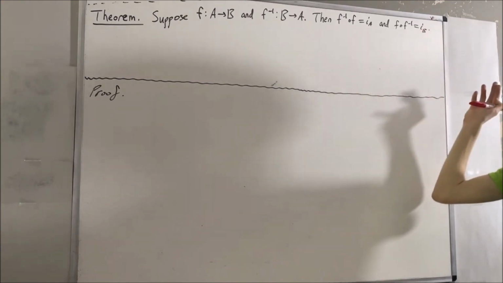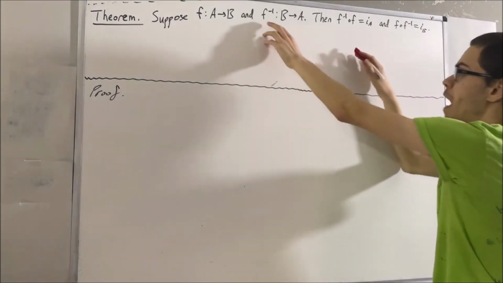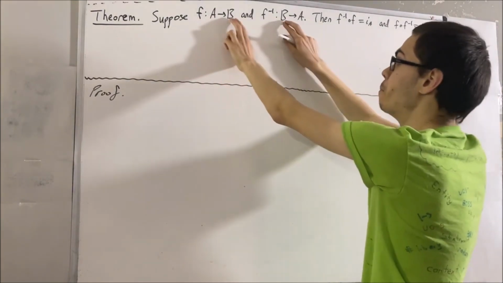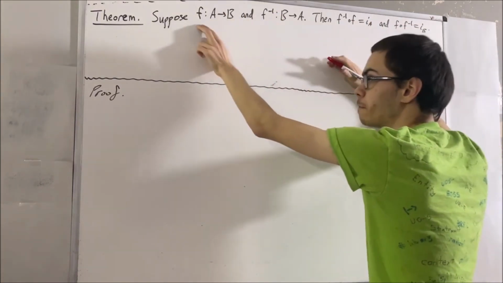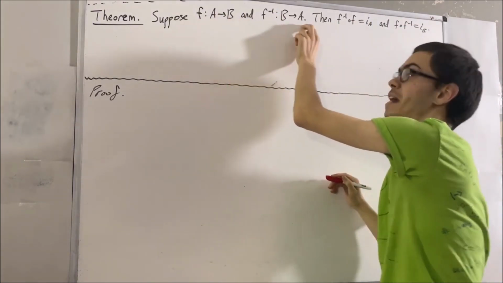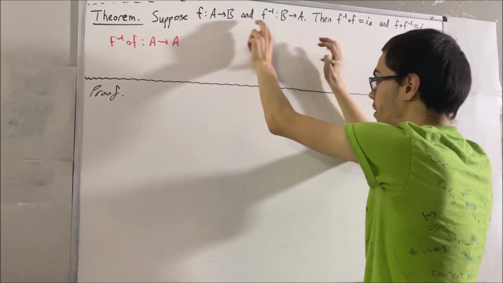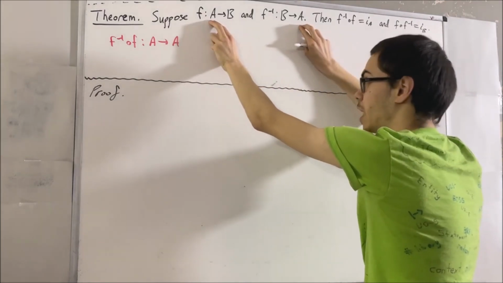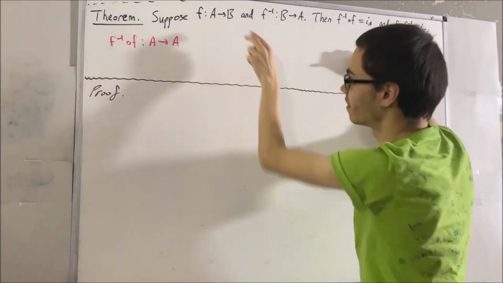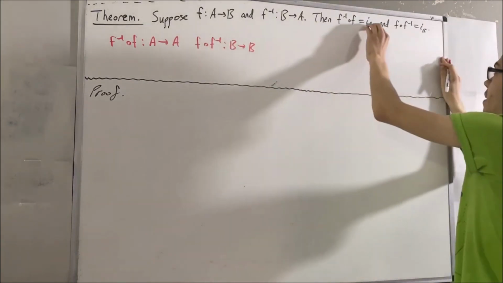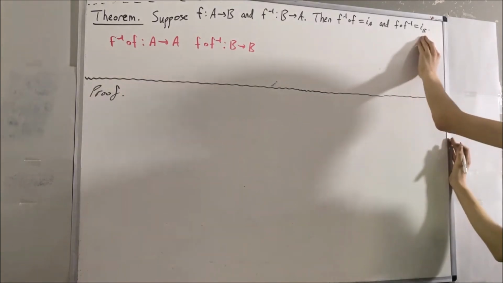Okay, so first of all, let's review what these compositions mean. To start, for f inverse compose f, we can think of B as our intermediate set, right? And we really have that f inverse compose f is a function from A to A. Now, for f compose f inverse, we can think of A as our intermediate set. And we really have that f compose f inverse is a function from B to B. Now, we know that the identity relation on A is a function from A to A, and the identity relation on B is a function from B to B.